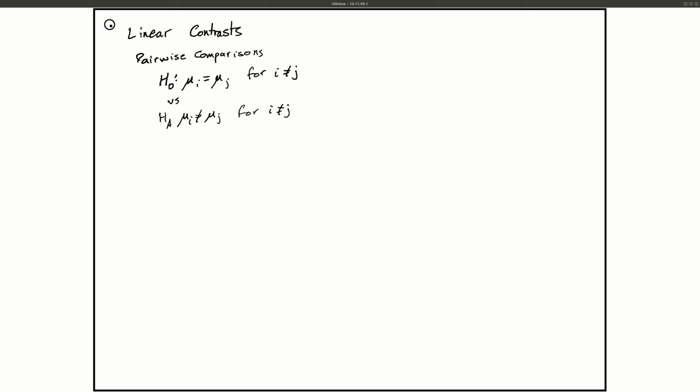So these pairwise tests are extremely common and very useful, but sometimes we want to compare means in more complex ways. So suppose we have a factor with 5 levels, and so it has 5 population means. So we have a factor with 5 levels, and so it has the means mu1, mu2, mu3, mu4, and mu5.